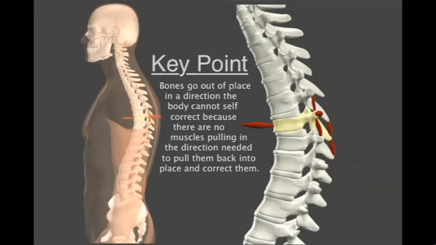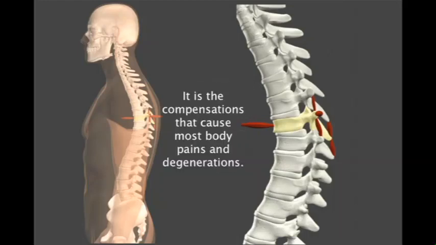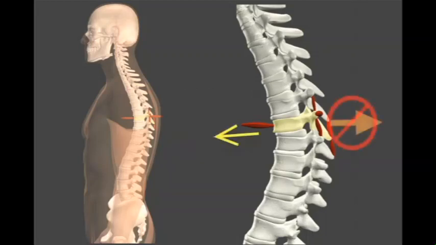Now, there are plenty of bones that go out of place in directions the body can self-correct, and the body sometimes leaves them alone to compensate for the forces created by the bones that go out of place in a direction the body cannot self-correct. But we're going to get to that later, and that ends up to be the explanation for how a lot of things go wrong. But what happens here, this bone goes forward, you have no muscles pulling in this direction to pull it back, and so you get stuck.